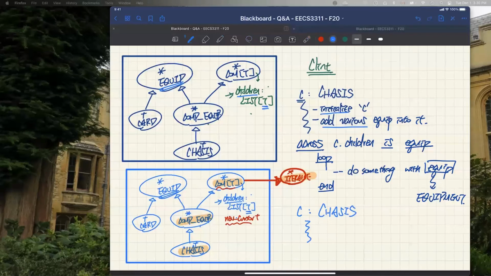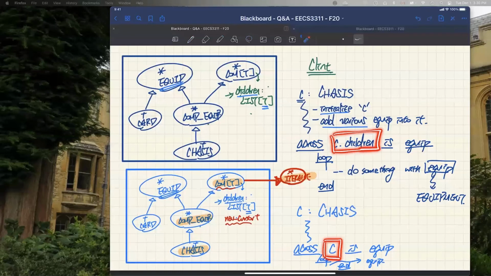So let's try it. So you would say across over here. So now rather than saying C.children as we did before, you can say across C as equipments. And then you still got your loop and also you got your end over here, right? And then you can do something with the equip. So this, you can see, even though the difference is very subtle, it's like C versus C.children.